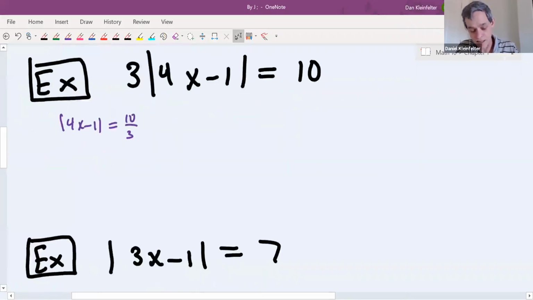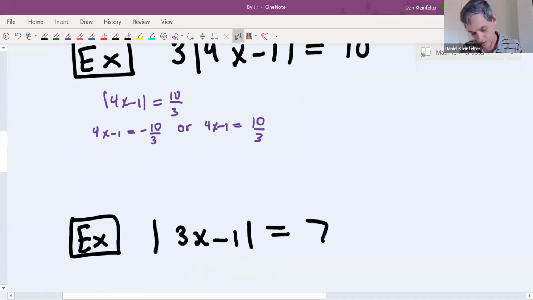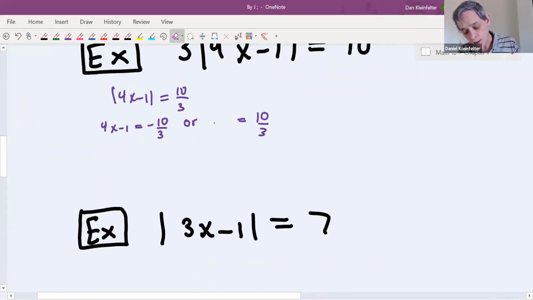Now we'll divide it into two separate equations. So 4x minus 1 is -10/3, or 4x minus 1 is +10/3. Okay, so this is two little linear equations. They do involve fractions, but that's okay. So let's go ahead and solve those. We're going to add 1 to both sides. 1 is the same as 3/3, right? So we'll have 4x is -7/3.